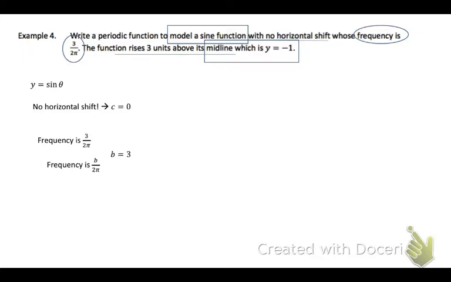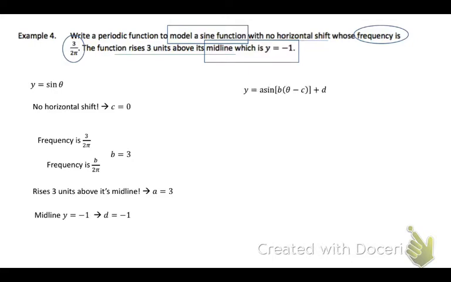Okay, the function rises 3 units above the midline. That means that my a is 3. Because remember, the amplitude is how far it rises above the midline, or goes below the midline. So the amplitude is 3. The midline is y equals -1, which means d equals -1.